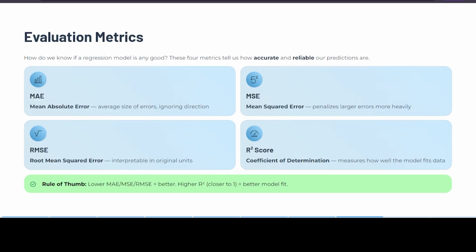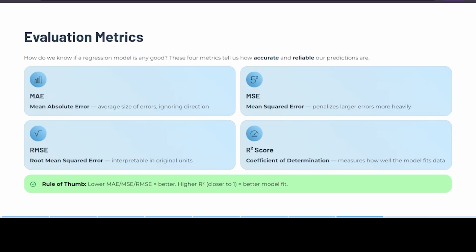You don't have to memorize the formulas right now. Just remember one simple rule: lower error values are always better. And for R square score, the closer to 1, the better the model. Okay, see those 4 metrics.